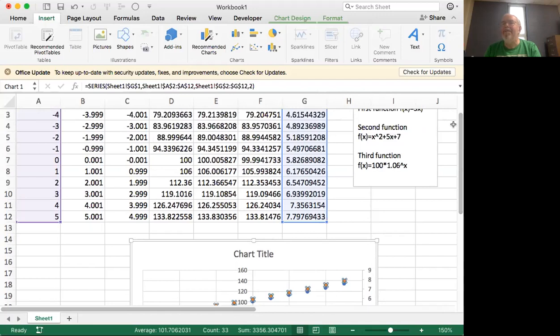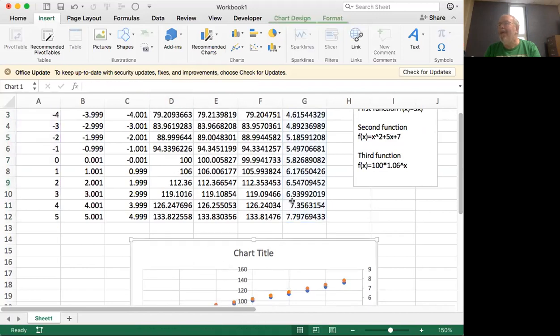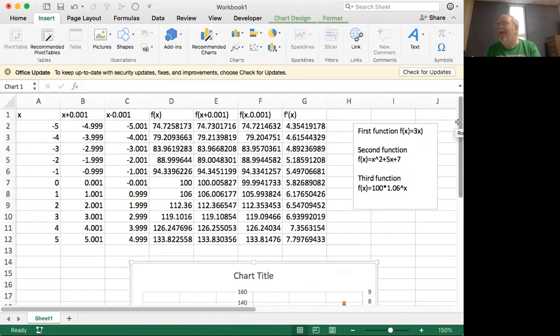So this gives us a way of setting up the function and the numeric derivative at the same time and being able to graph them, being able to compute them and graph them without having any derivative formulas. See your teacher if you have questions. That's the end of the lesson.